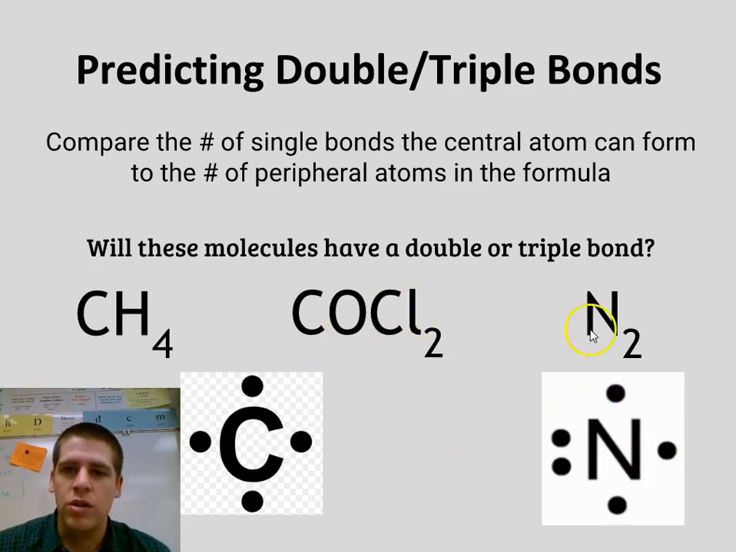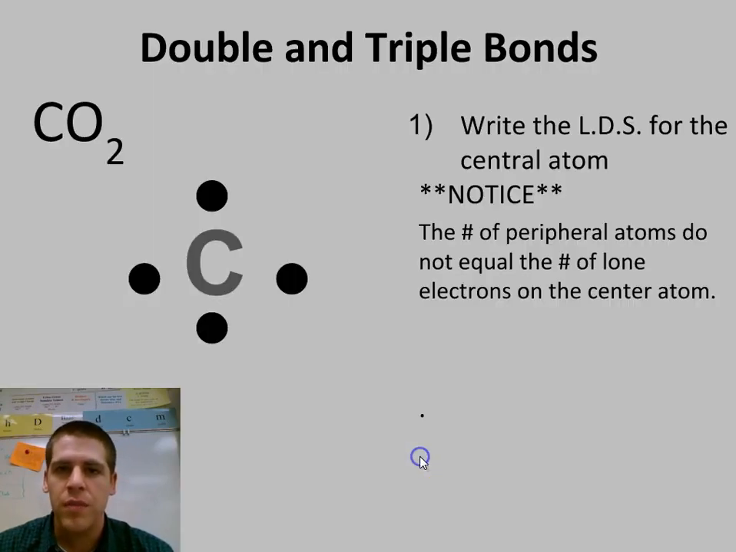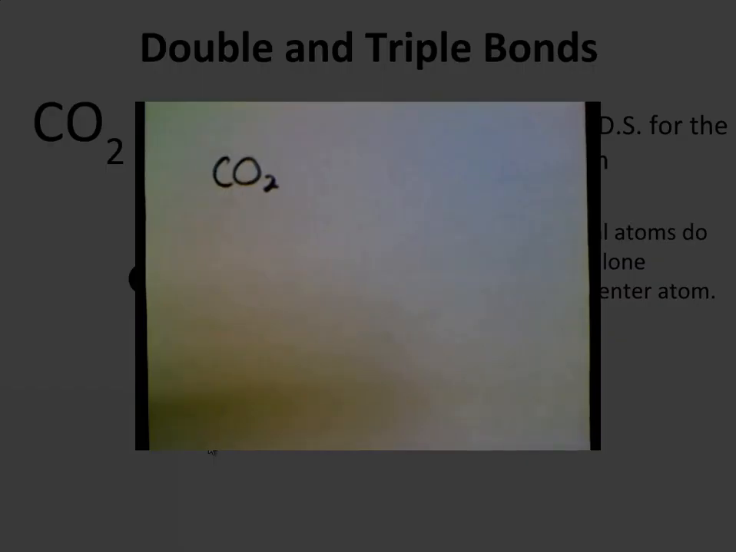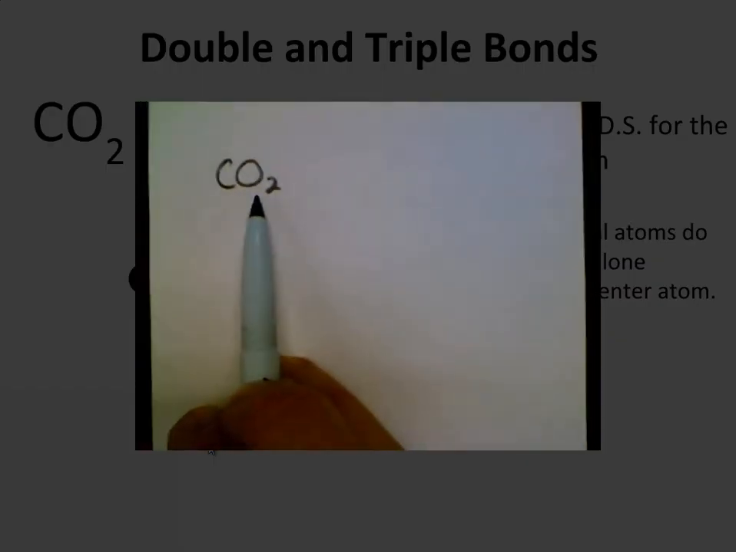We'll actually do 2 of these examples. CH4 we're not going to do. We could do that later. Let's look at CO2 first. Okay, I'm going to switch to actually doing this on paper because I think it's a little easier for me to show you how to do it. Okay, let's start with carbon dioxide. So go ahead and write this out, CO2.